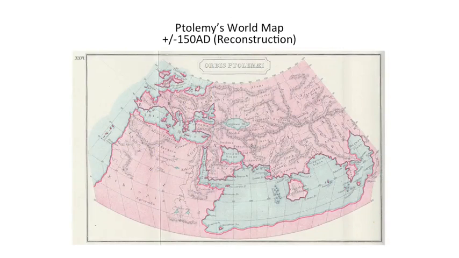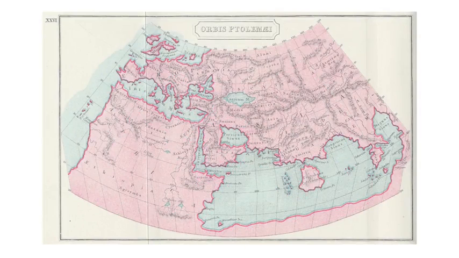Now this is the map devised by Ptolemy, a Greek geographer living in Egypt. We don't have any surviving maps, but we do have his grid measurements, and these were used in the 1400s in order to reconstruct his world view. Note the belief at the time that the Indian Ocean was an enclosed sea, a belief that persisted for another 1,000 years or more.